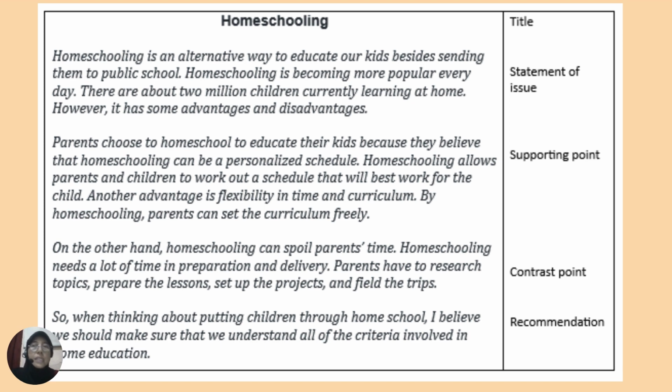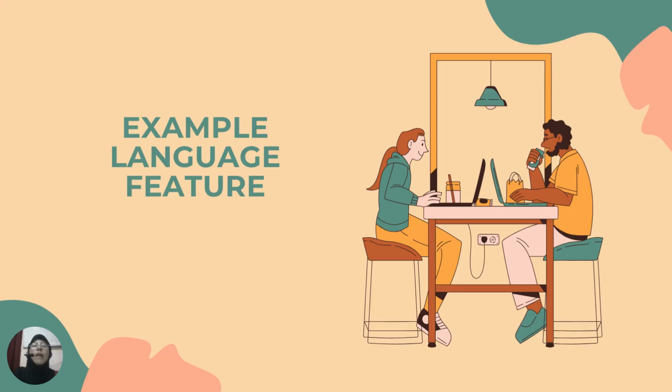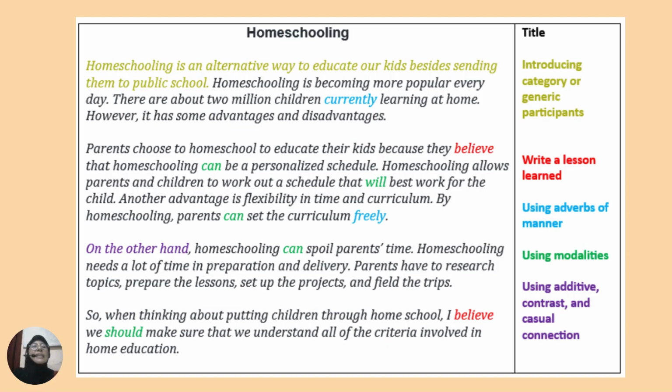How do you know that this part is showing recommendation? Absolutely, we find the word should. Should here shows recommendation, showing suggestion. Okay, let's get the next. We analyze the language features of discussion text. Okay, let's get the same text as the text we used to analyze in the generic structure. Let's get the next. Okay, now on the screen you can see some colorful parts showing the language features.